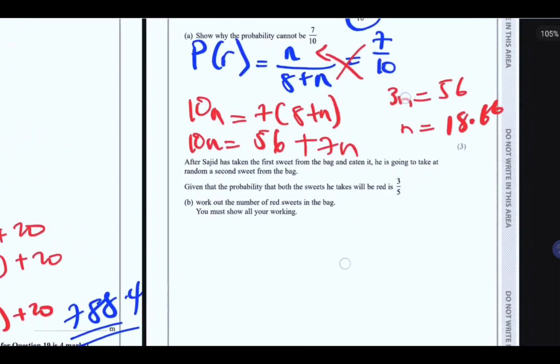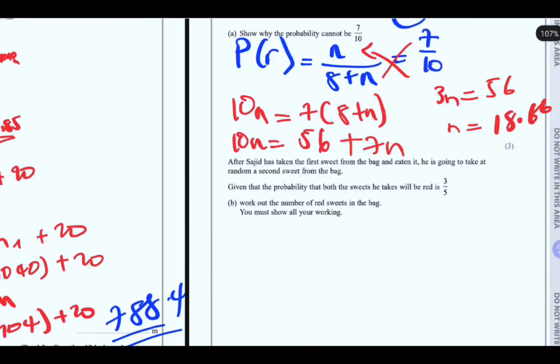The next part of the question says, after Saeed has taken the first sweet from the bag and eaten it, he's going to take at random a second sweet from the bag. Given that the probability that both sweets he takes will be red is 3/5, work out the number of red sweets in the bag. You must show your working.